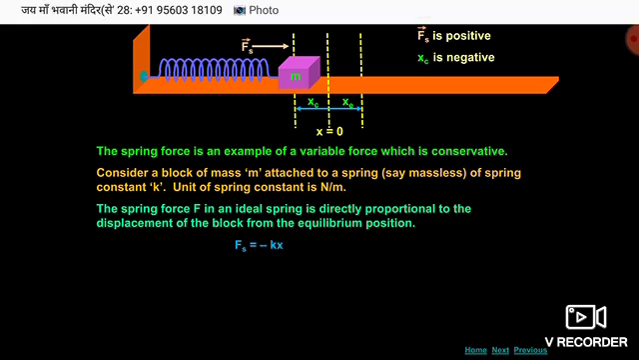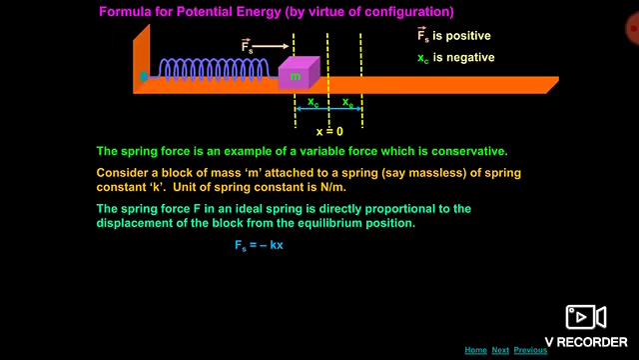Now I was saying that spring force is an example of a variable force which is conservative. What are conservative forces? Conservative forces are those which depend upon the initial and final position. Now consider a block of mass m attached to a spring, say massless, of spring constant k. The unit of spring constant is Newton per meter, which is also known as the spring constant.